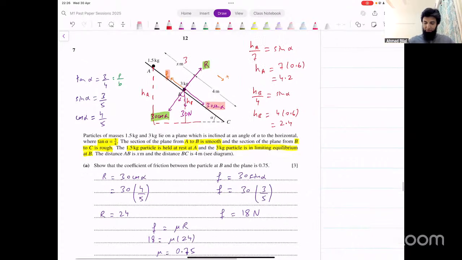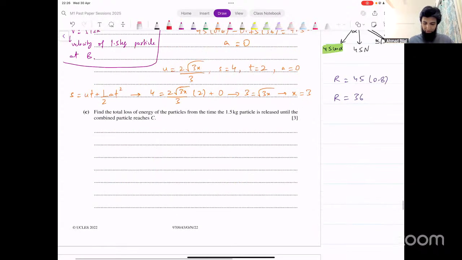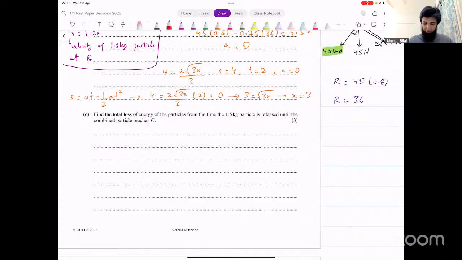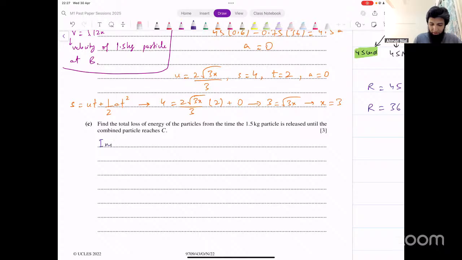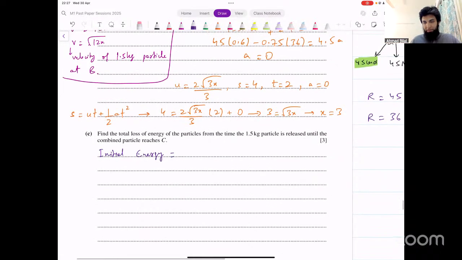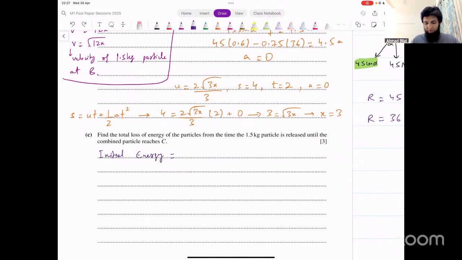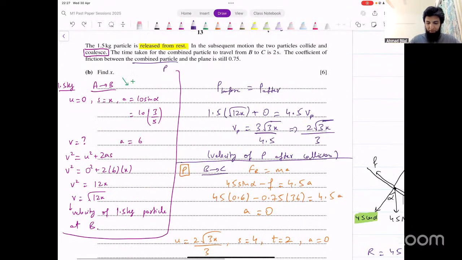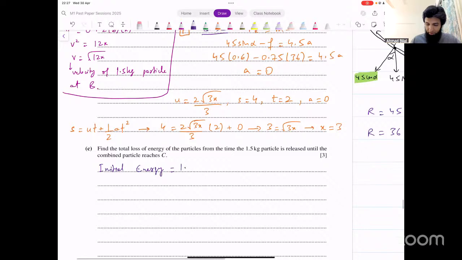So we have the heights that they're losing, and they were both at rest initially, so that's the total energy initially. Initial energy, what's that? That is equal to mgh for the first particle, mass of the 1.5 kg particle, into 10, into its height, that's 4.2, plus mass of the other particle into 10 into its height, that's 2.4. That will give you the initial energy.